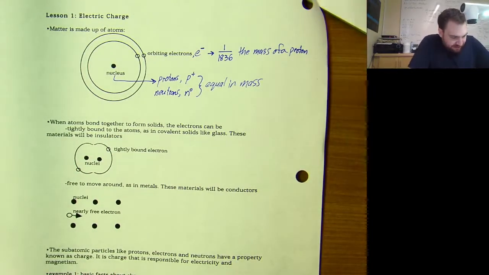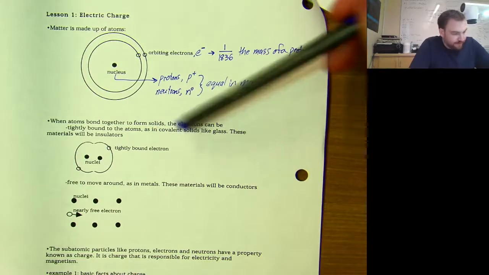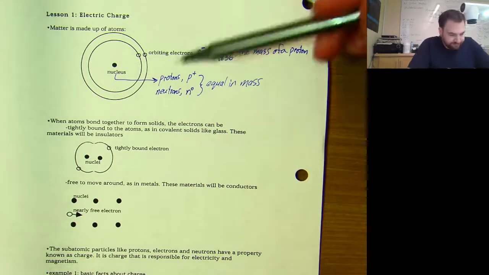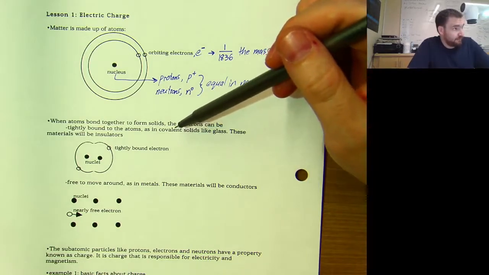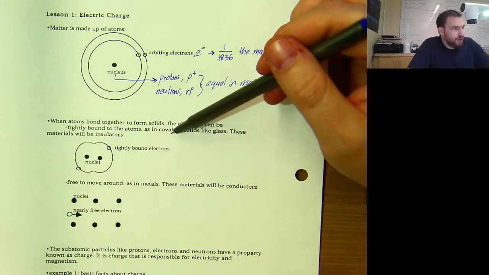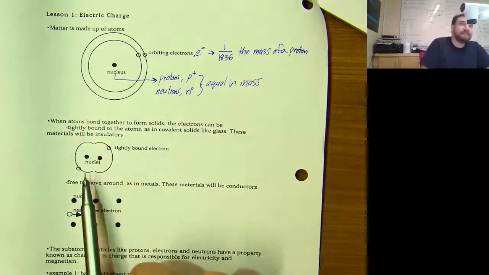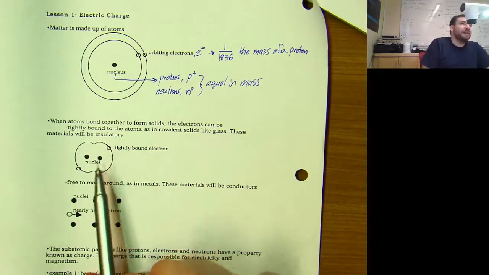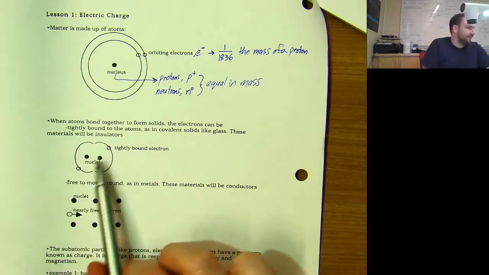When atoms are bonded together to form solids, the electrons can be tightly bound, as in covalent solids like glass. Covalent means what? No, that's ionic. Non-metal, non-metal. A covalent solid is two nonmetals. Covalent means what's happening with the electrons? They're being shared between the nuclei of two different atoms. So they orbit both. Because they're orbiting both, you have a large positive charge in the middle, and the electrons are tiny and negative.